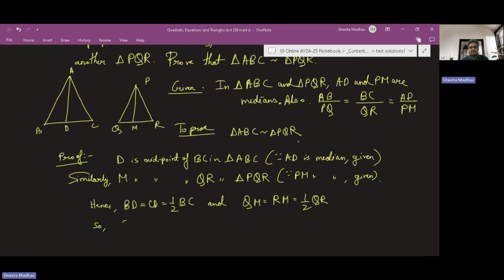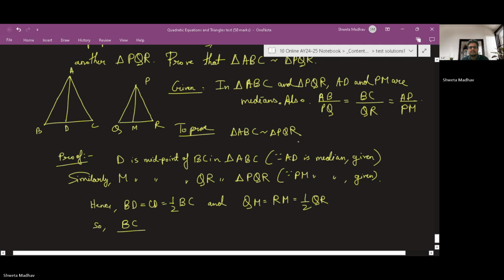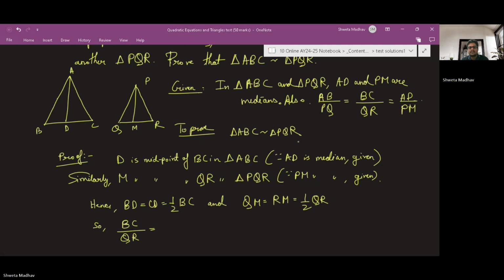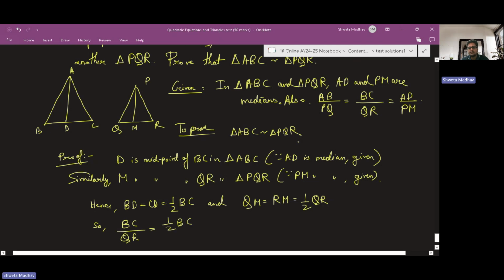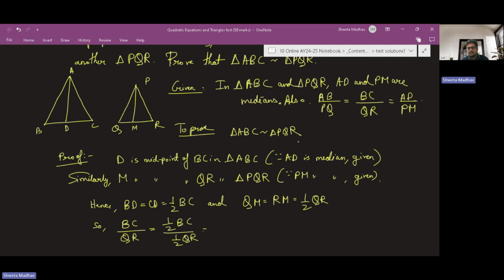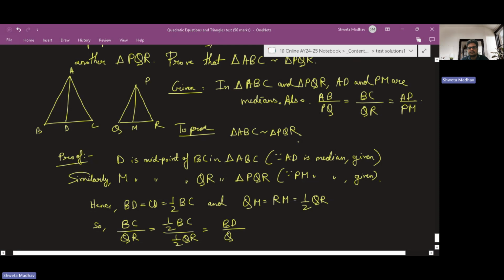So hence we can say that BC by QR is also equal to half of BC by half of QR. So that would also be equal to BD by QR.